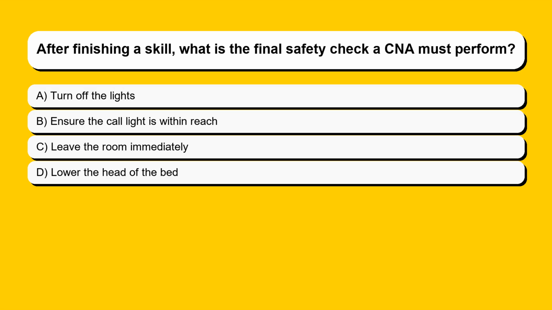Question 20. After finishing a skill, what is the final safety check a CNA must perform? Option A, turn off the lights. Option B, ensure the call light is within reach. Option C, leave the room immediately. Option D, lower the head of the bed.